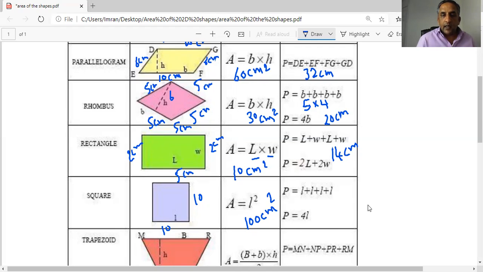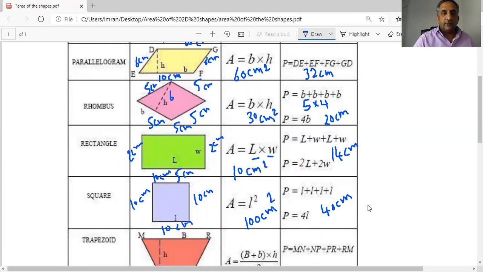And the perimeter will be 4L. It means 4 times L. L is 10, times 4 is 40. Why is it 40? Because when you add all the sides, if this is 10 centimeter, this is 10 centimeter, so this will be 10 centimeter as well. And obviously this will be 10 centimeter as well because this is a square. So all the sides have to be the same.